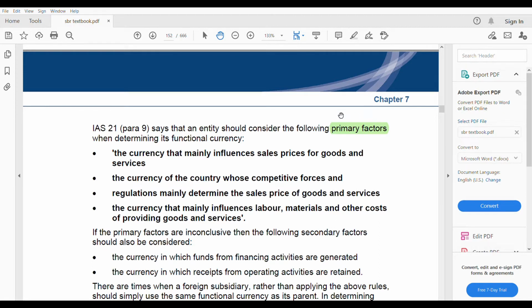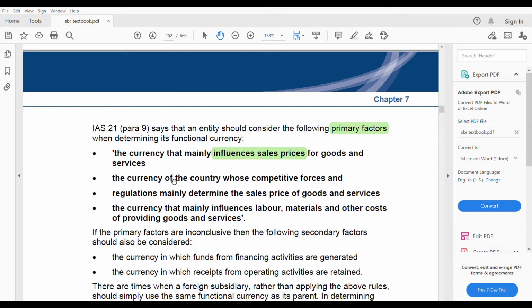So what is the first primary factor to decide whether it's a functional currency or not? The currency that mainly influences sales price for goods and services. It should mainly influence sales price for goods and services, whichever currency it is. For example, they will write that this company is in US dollar. Mostly 40% of the sales are in this dollar, or 60%. So they will give you percentages to show in which currency the sales price mainly is.